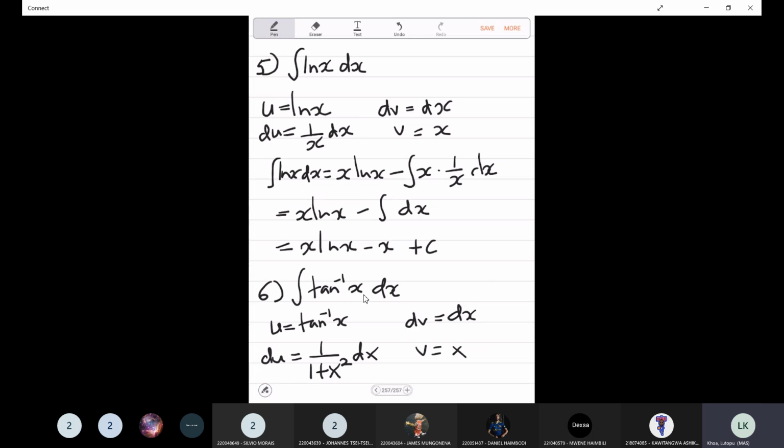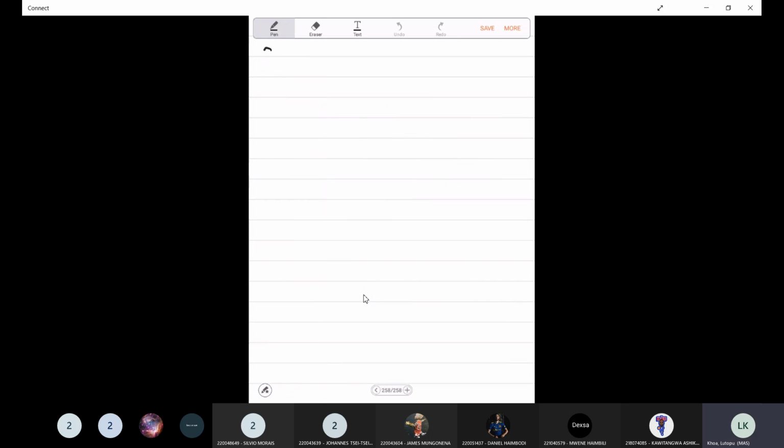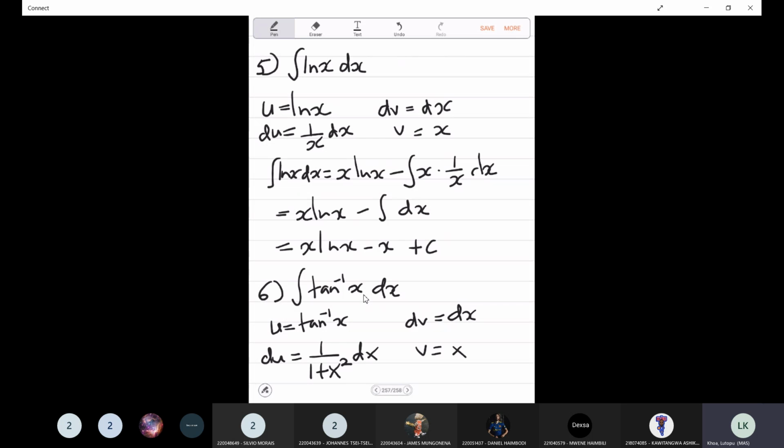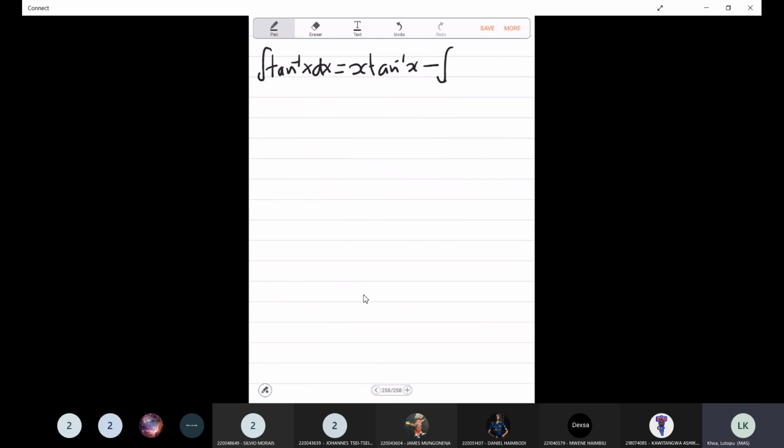Now we can just substitute them to work out the integral of tan inverse of x. So the integral of tan inverse of x dx, this is u times v, that's x times tan inverse of x. And then we subtract the integral of v, which is x, times du. That's x over 1 plus x squared dx.